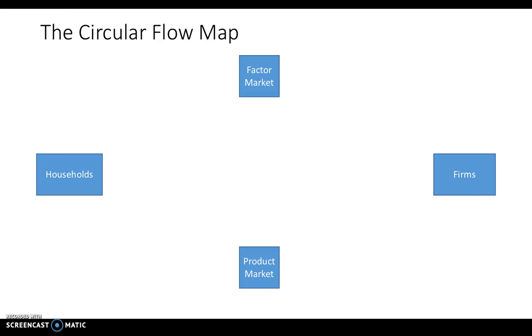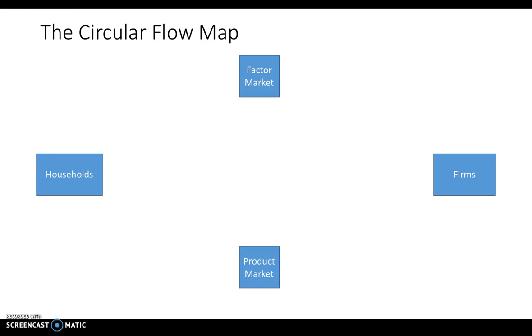So basically the households will sell their labor, their land, the factors of production to the firms through the factor market. And then the product market, once these things are turned into goods and services, the product market is where you will see these goods and services sold.